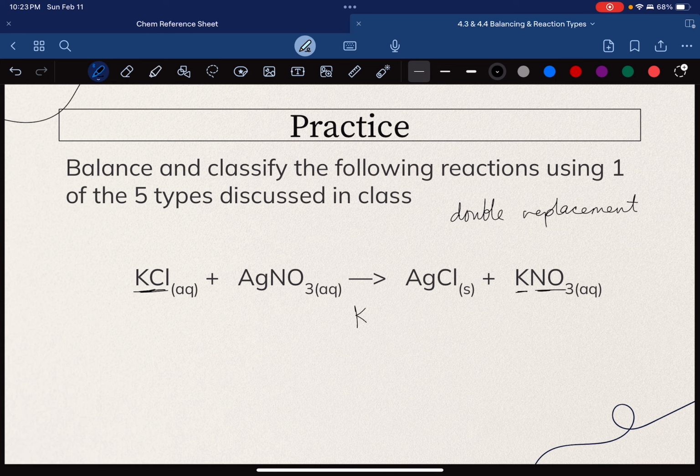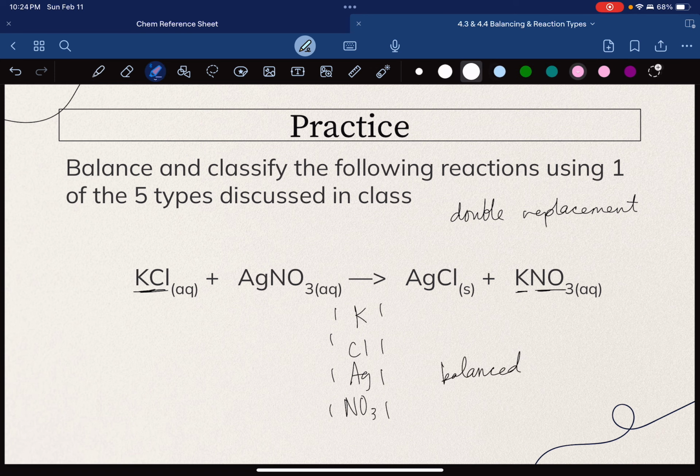Let's list these out to balance. KCl, Ag, and again, NO3. I see it on both sides. So I'm going to write it as NO3. And it's already balanced. What a great day. So this is already our balanced equation.